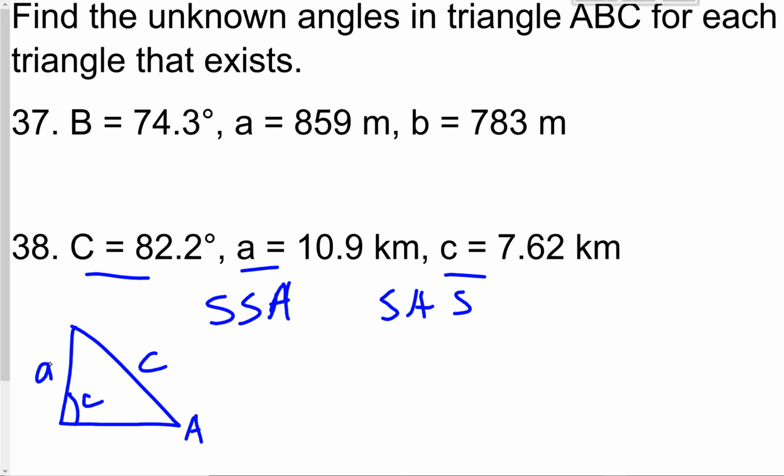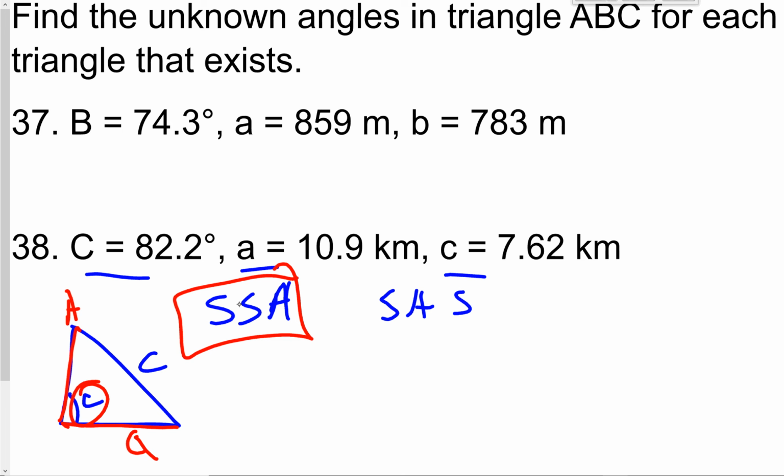Oh, we're given side A. So the angle that we are given, C, is not in between our two sides. Our two sides would have to be here and here. That's our angle C. Or I could have put angle A up here, and this would have been side C. But again, the angle C that we're given is not in between the two sides. So this is what we're dealing with. This is the ambiguous case. It's where we have either one, two, or no triangles. So we have to prove which one it is.